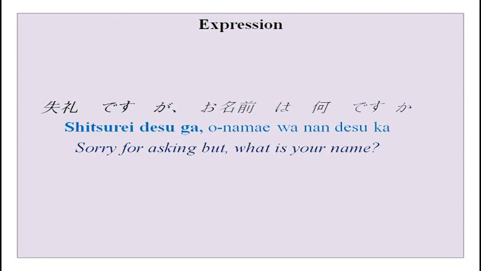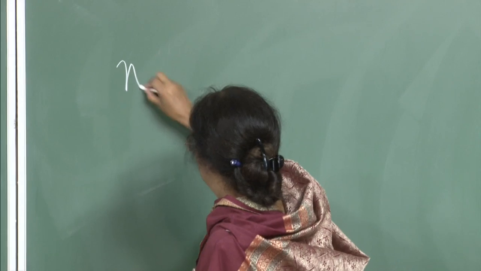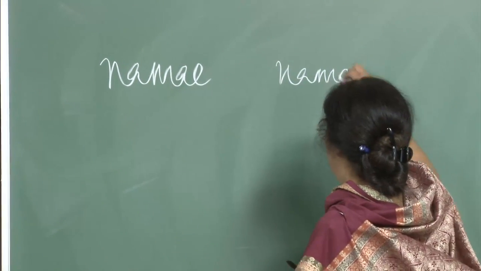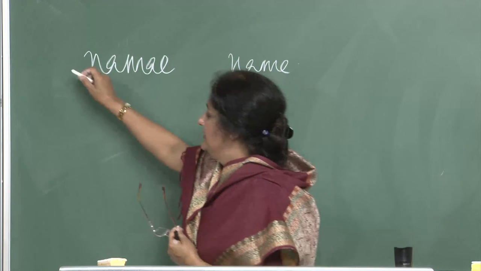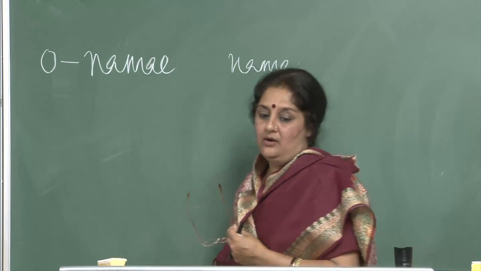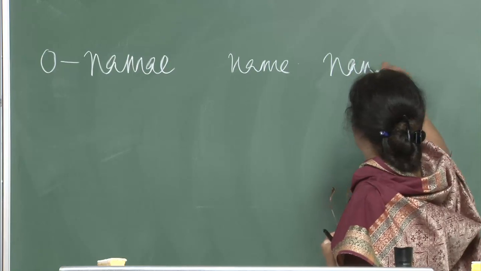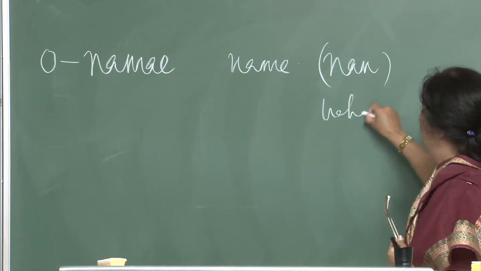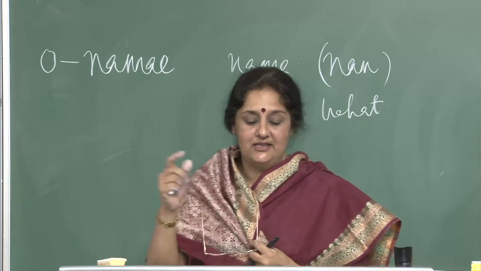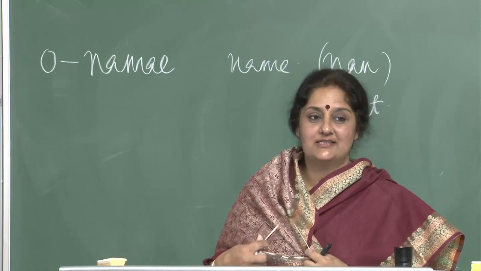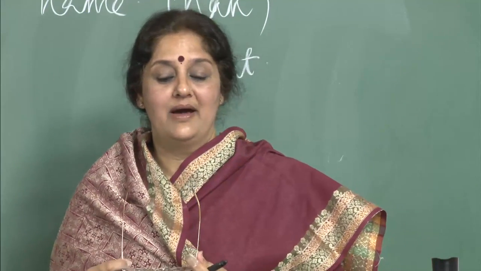A simple useful expression. We did this earlier in our conversation just now: shitsure desu ga. As I told you, shitsure desu ga means sorry for asking, I apologize for asking like this, but, and whatever follows is what you actually want to know. So over here, it's something different. Shitsure desu ga, o namae wa nan desu ka? Namae means name, but if I ask someone else, honorific, you have to add o, o namae. Nan is a simple question word meaning what. The moment you say o namae, it automatically means that you are asking someone else and it is not your own name.